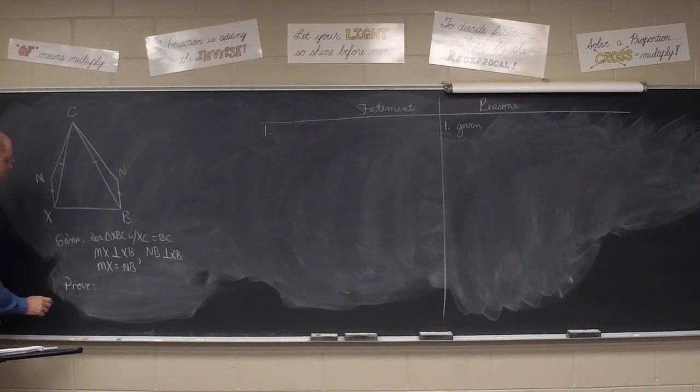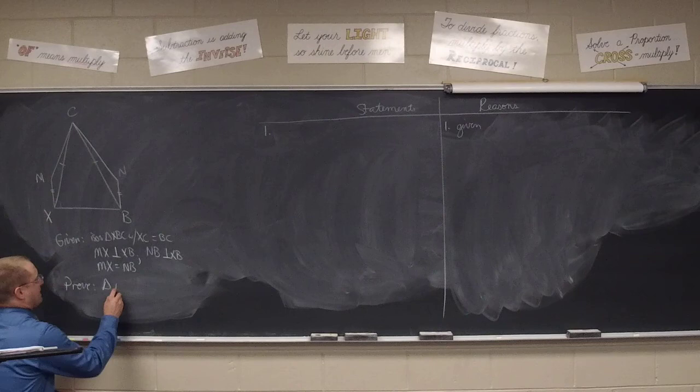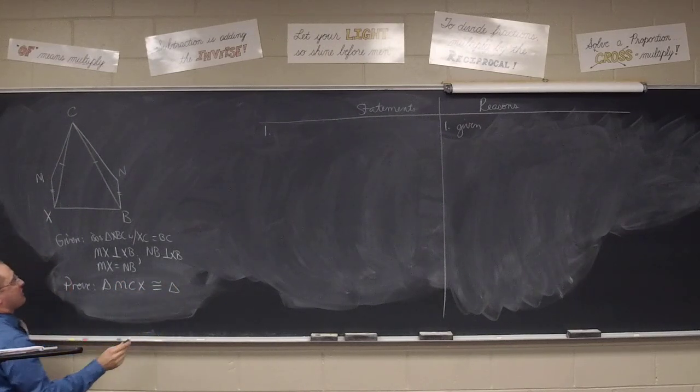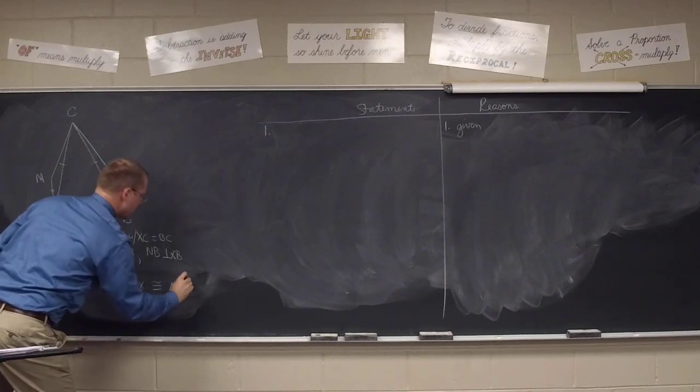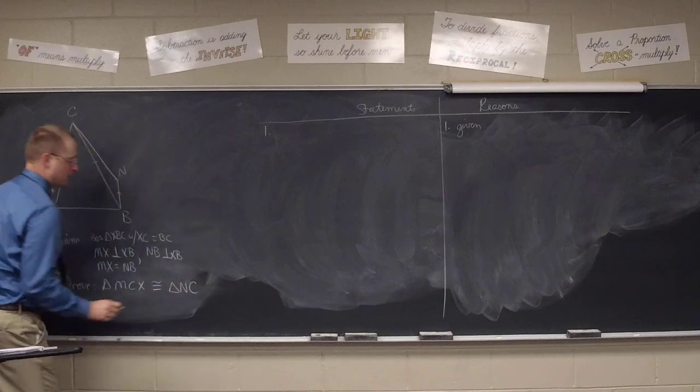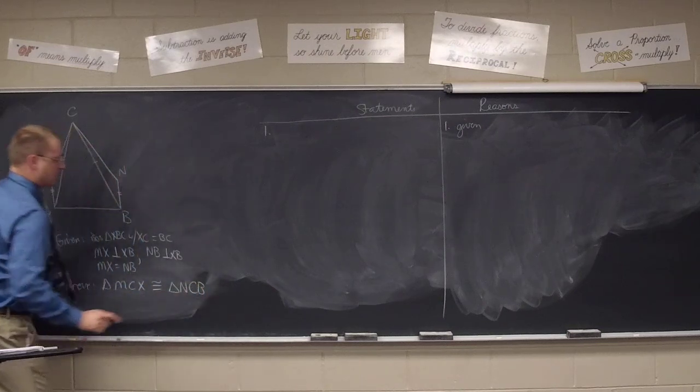I want to prove that triangle, let's see, we'll call the one MCX. And we'll say that we want to prove it's congruent. What would correspond to the M, class? The N is in a matching position. What would correspond to the C? C. And what would correspond to the X? B. So not NBC, but NCB.